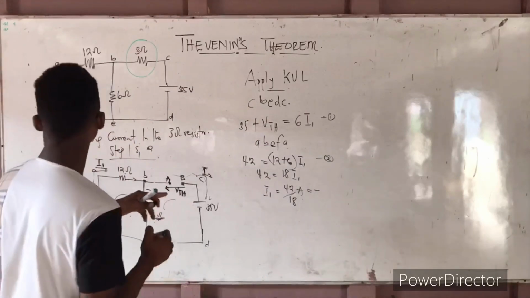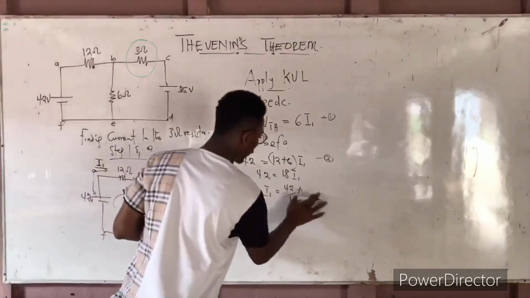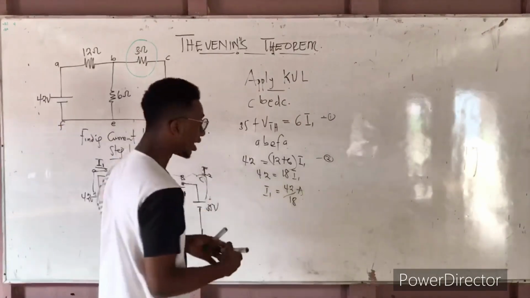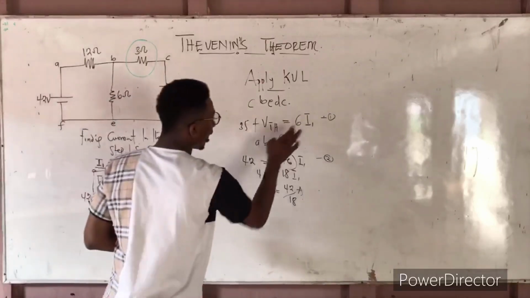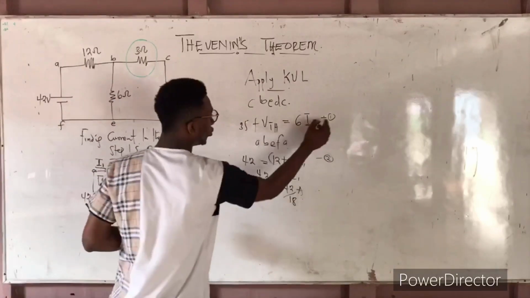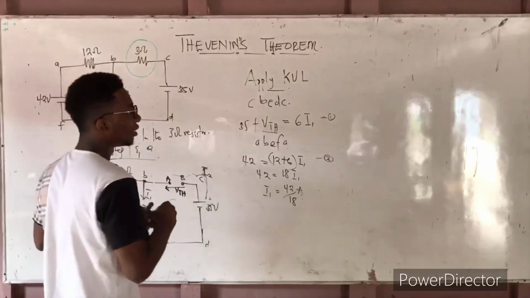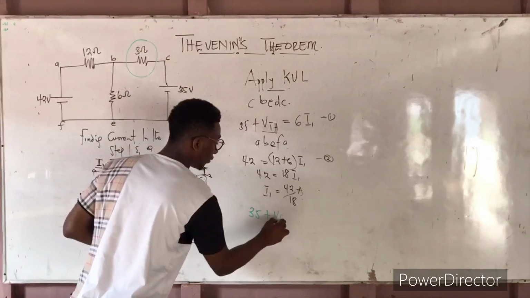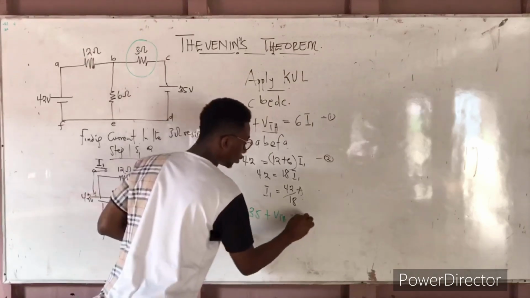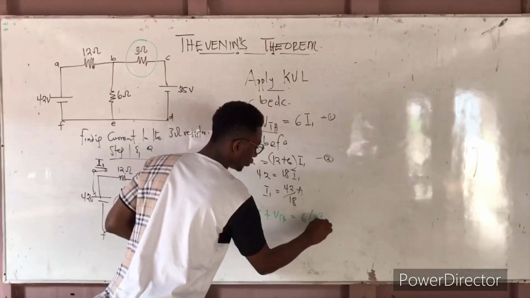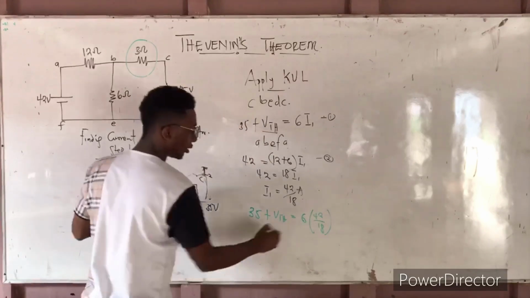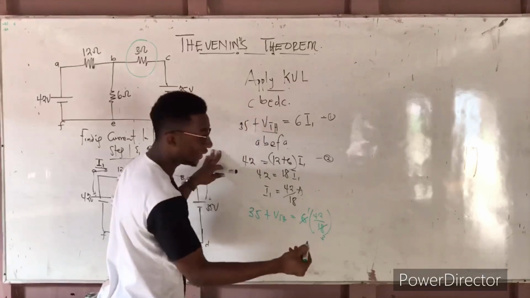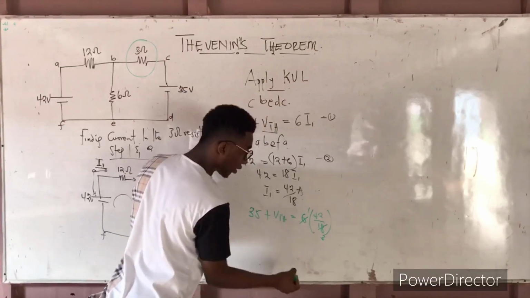So the current we calculate here will give us 42 over 18 ampere. You can use a calculator to break it down. Now, when you put that 42 over 18 ampere into equation 1, you can find the Thevenin voltage. So now the Thevenin voltage becomes 35 plus the Thevenin voltage, which is equal to 6 divided by 42 over 18. Now 6, you can do your own calculation, since 3 times 6 is 18. So now you can do your own calculation at home.